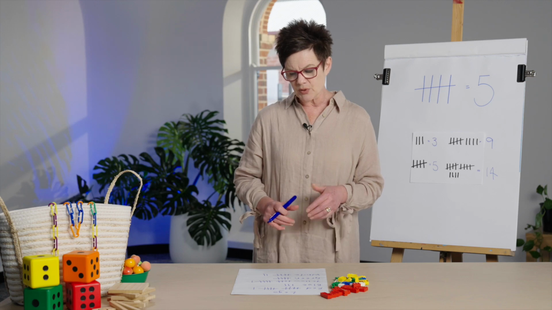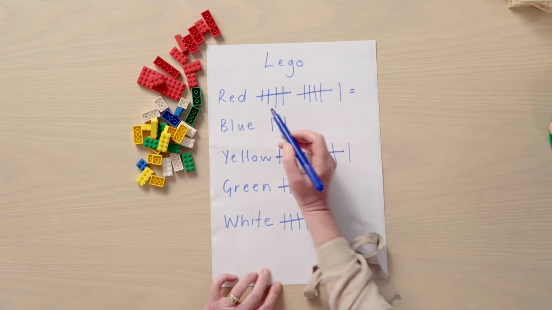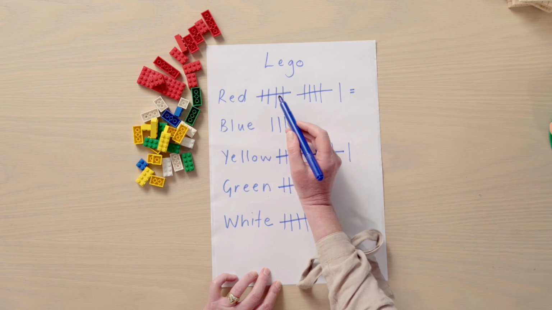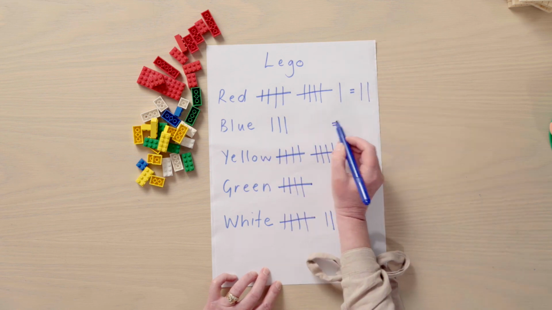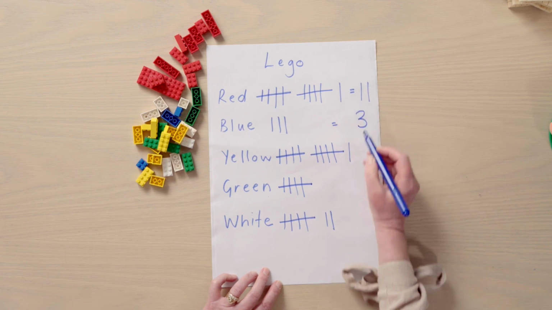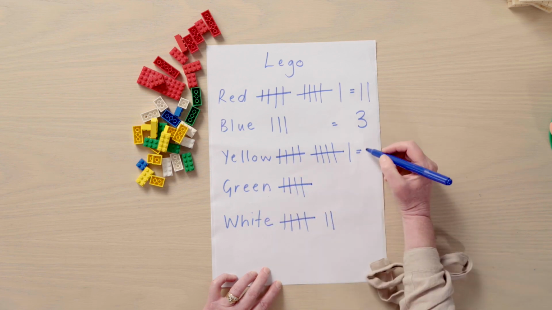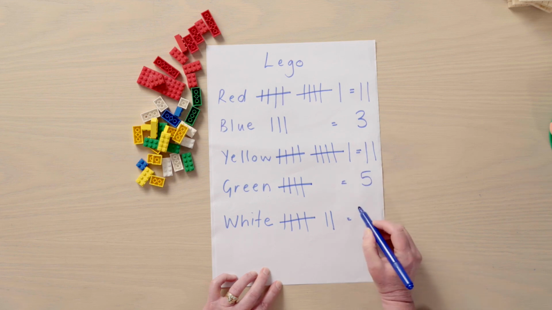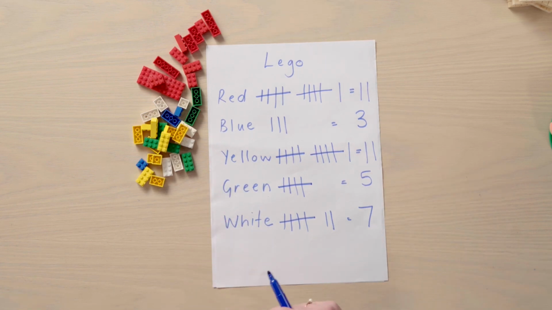Let's have a look. Remember, we know what these tallies are, so let's make sure we write them next to it. We have 5 and another 5 and a 1. 5, 10, 10 and 11. We have 3 here. We have 5, 10 and 1, 11. We have a 5 and we have a 7. A beautiful way to collect our data, making a list and using the tally marks to tell us how many we have.